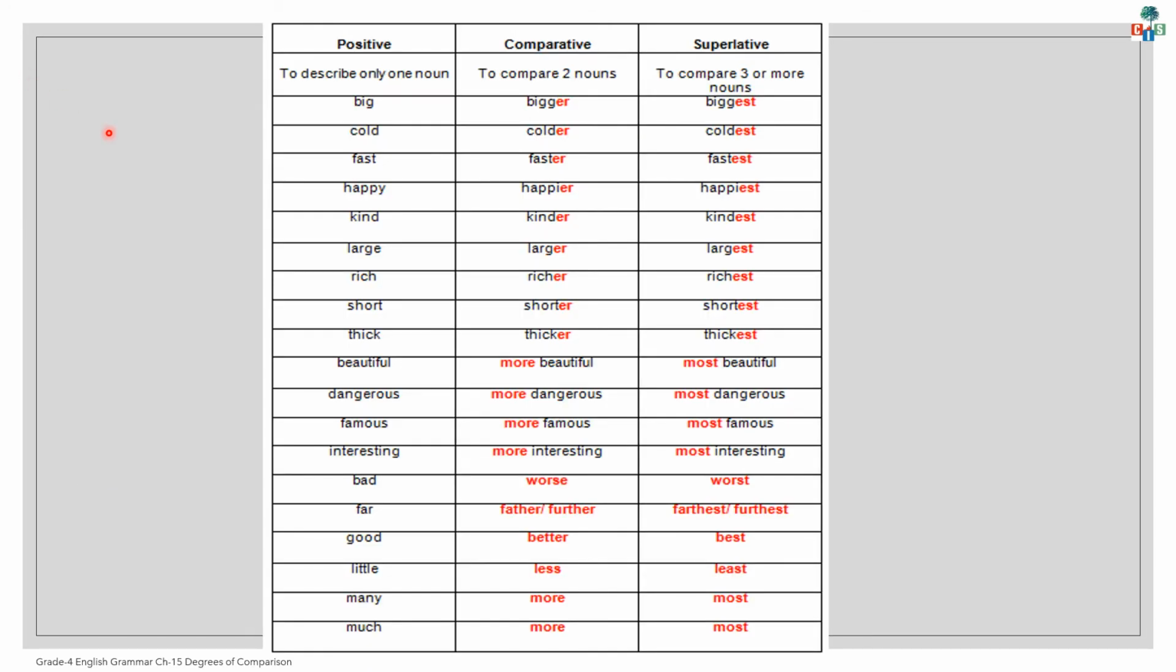Children, in this table, I have listed out a few adjectives and how to form the degrees of comparison. Let's have a look at this. Kind, kinder, kindest. Thick, thicker, thickest. Rich, richer, richest. Dangerous, more dangerous, most dangerous. Little, less, least. So children, go through this table. It will be helpful to you for solving your exercises. Okay.